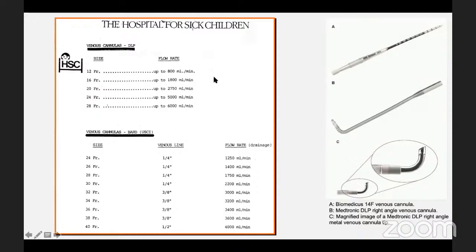The Hospital for Sick Children proposed this example for the venous cannula. They choose 12 French if they want a flow rate of 100 ml per minute, and they get bigger sizes if they want 6 liters per minute.